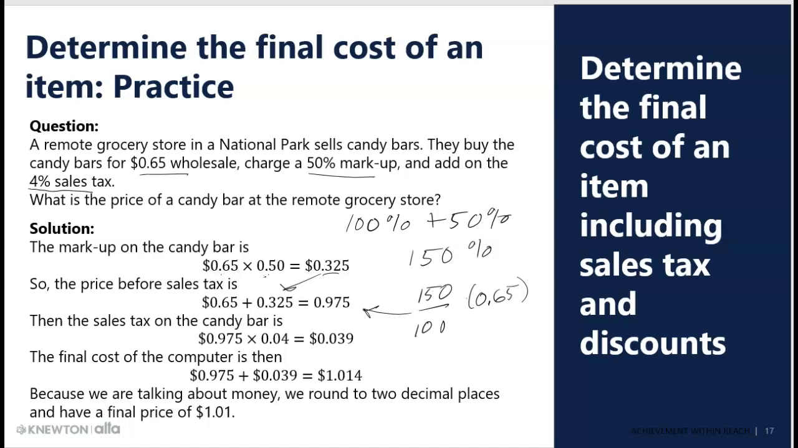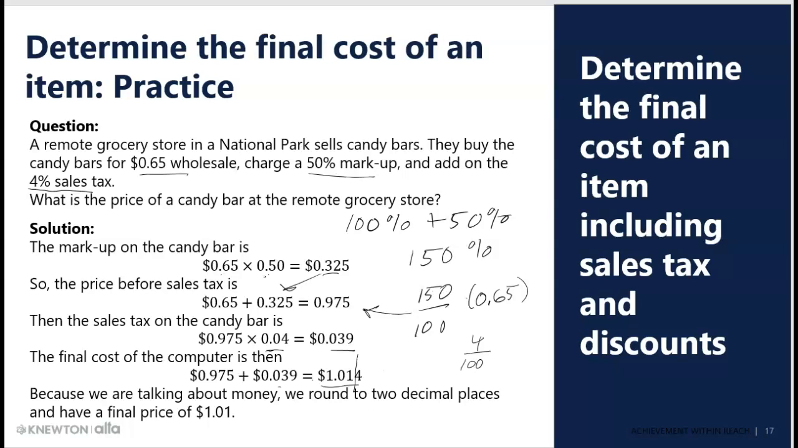Not sure how they charge you half a cent. They might just charge you 97. They might charge you 98. But let's add the sales tax in on that. And the sales tax was 4%, which is 0.04, not 0.4. That's why it's sometimes important to use this instead of moving the decimal place, because we don't always move it enough. So I get a 0.039 cent, another fraction of a penny. It's okay because I'm going to add, and I get $1.014.